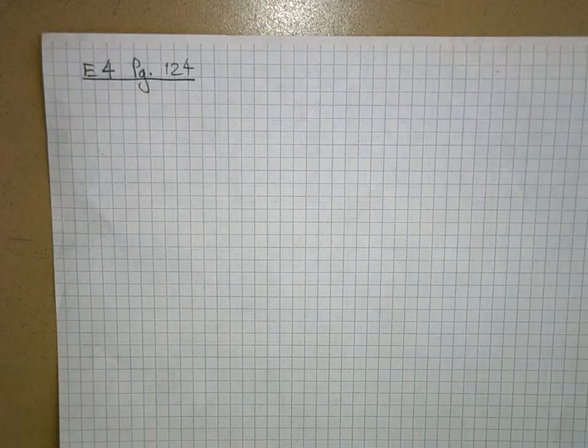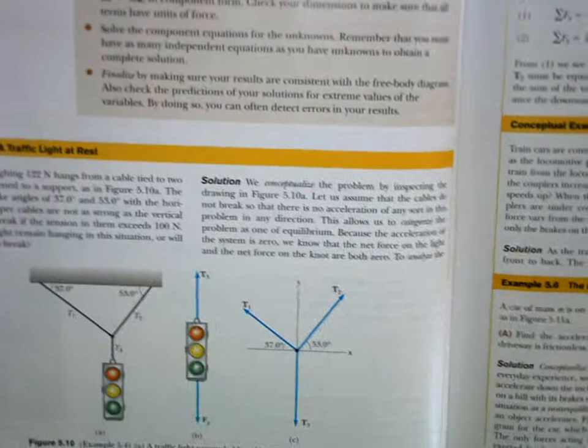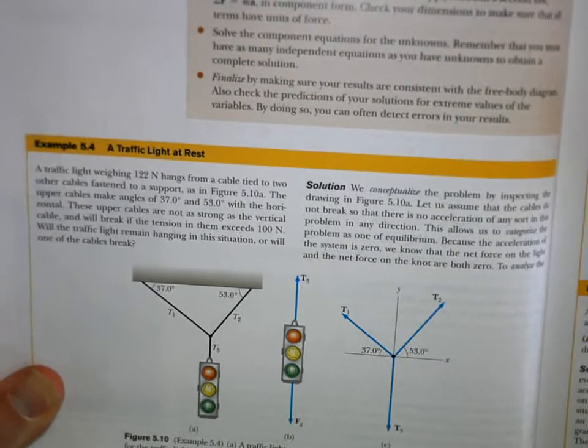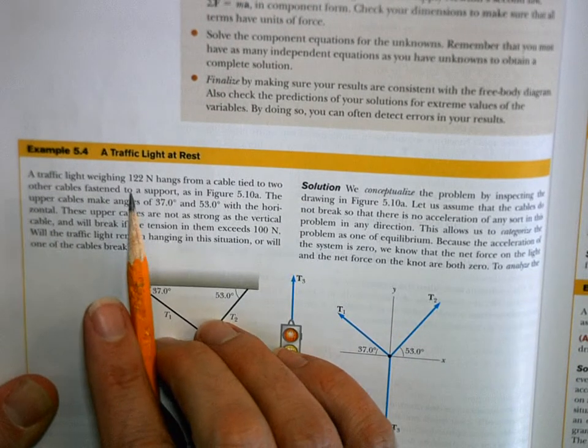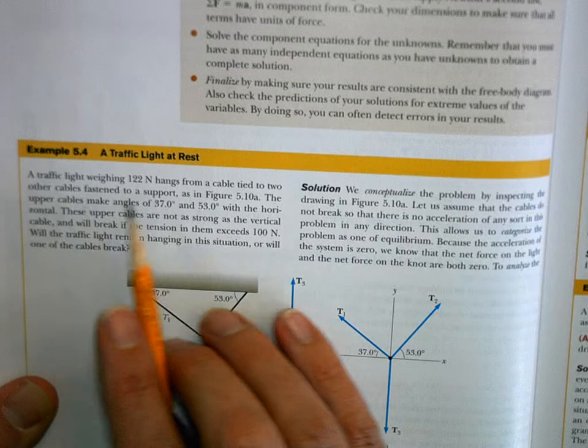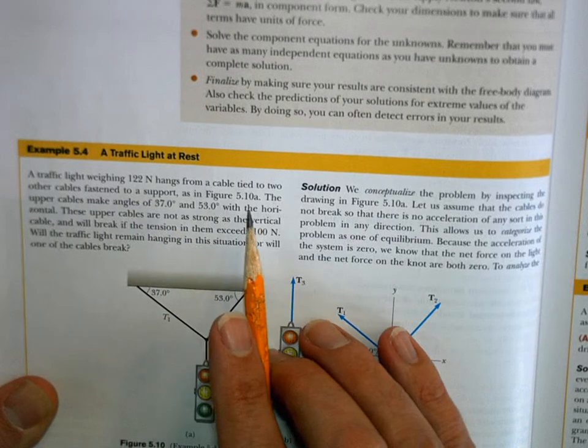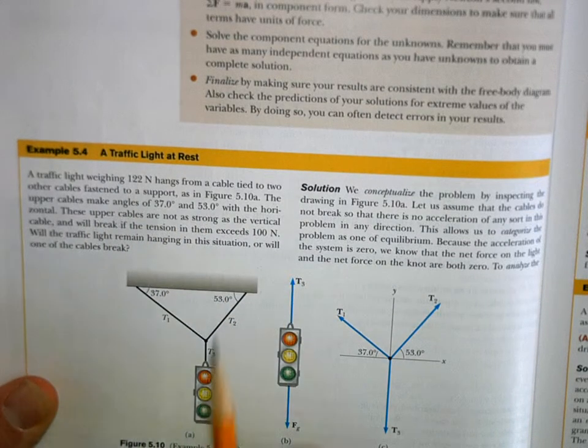Okay, so example 4 on page 124. It reads, I'll just show it on here in case people are interested. It says, you've got a traffic light that weighs 122 newtons, hangs from a cable tied to 2 other cables fastened to a support, as shown in the figure right here.